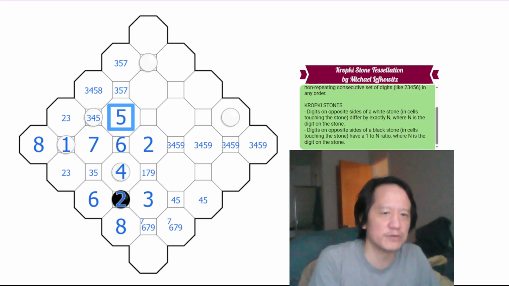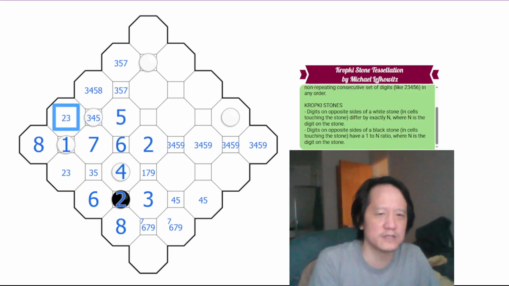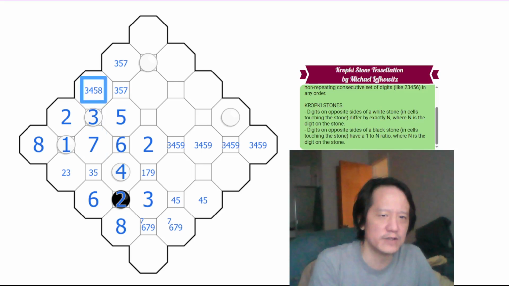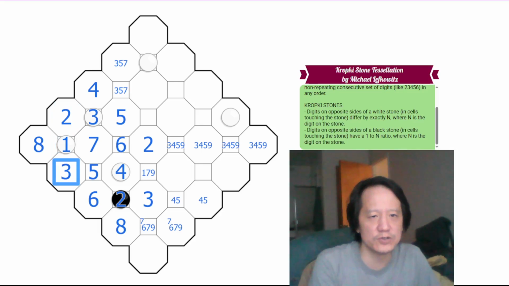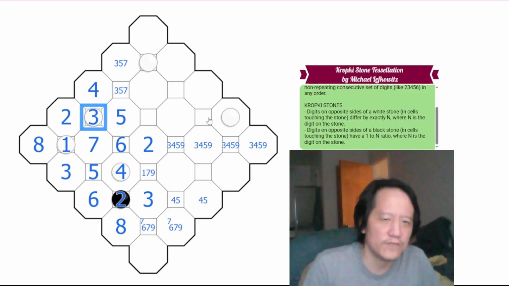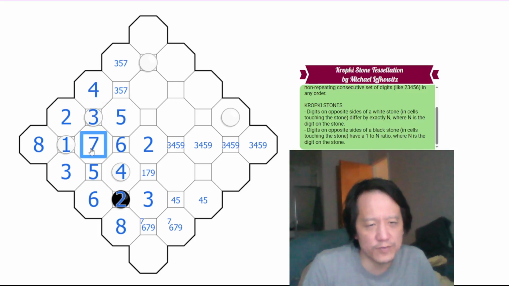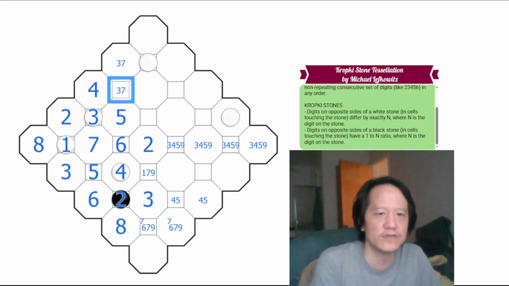So this must be 5, which makes this 2, and it has to be 3 away from that. 3 away from 7 is only 4. So this is 4. This is 3. That makes this a 5, which makes this 3. Because you can't have 2 here in the row or in the column. So this is 2, 3, 5. 5 and 2 are 3 away from each other. 4 and 7 are 3 away from each other. This can't be 5 because of the 5 in the column.